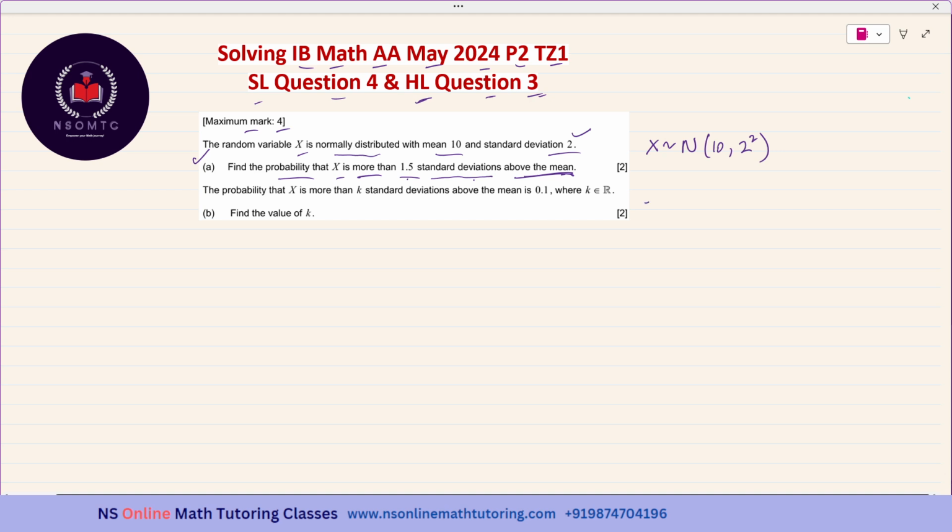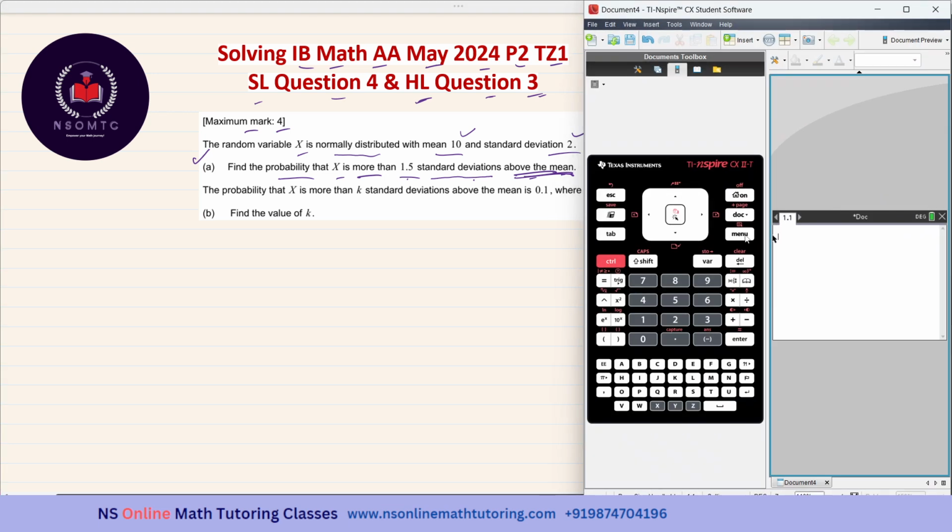1.5 standard deviations means 1.5 times 2, which is equal to 3. And above the mean value of 10, so 10 plus 3 is equal to 13. Therefore, it should be the probability P(X greater than 13), since X is greater than 1.5 standard deviations above the mean. And it is Paper 2, so we'll be using the calculator.